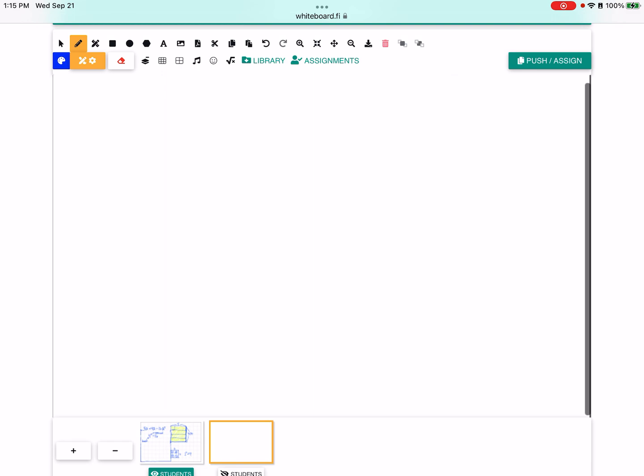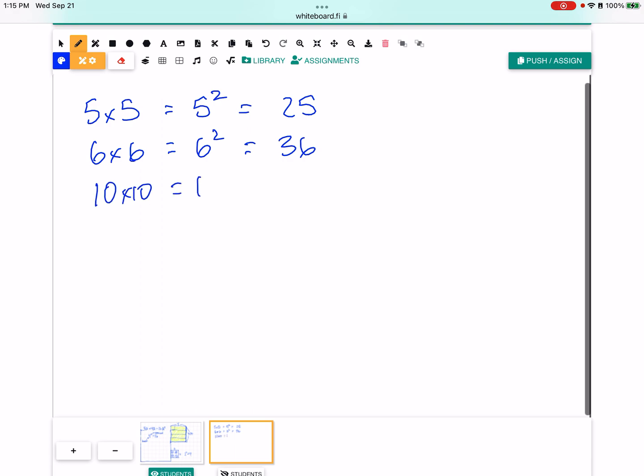What other squares do you know? If you know your basic multiplication facts, you'll be able to generate quite a lot of them. 5 times 5, or 5 squared, is 25. And 6 times 6, or 6 squared, is 36. What about 10 times 10? 10 times 10 is 10 squared. It's going to be 100, right? These are all perfect squares, and you know all of them. You should know your multiplication tables quite high, at least 12.